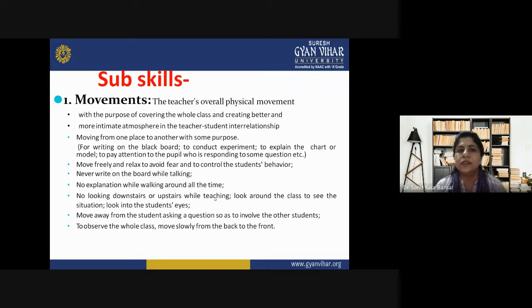You cannot speak and move all together. So movement should be balanced in the classroom. Move away from the student asking a question, so as to involve other students also. You are not going to one particular student and then asking the question. It is not the right way. And what you should do exactly, you must stand in front of students and then you must ask the questions. To observe the whole class move slowly from the back to the front. So this is something that students you must remember while teaching.